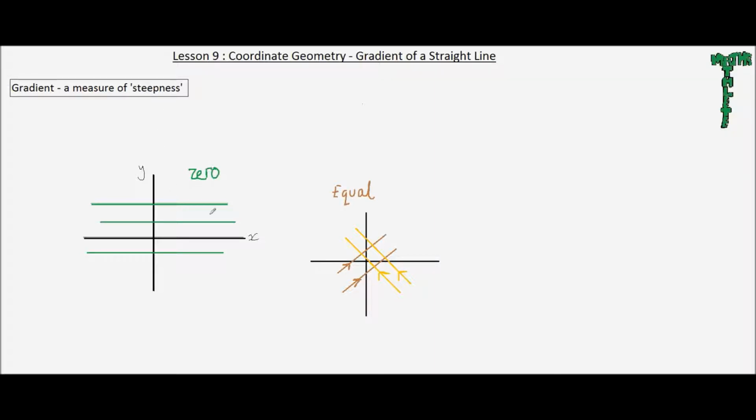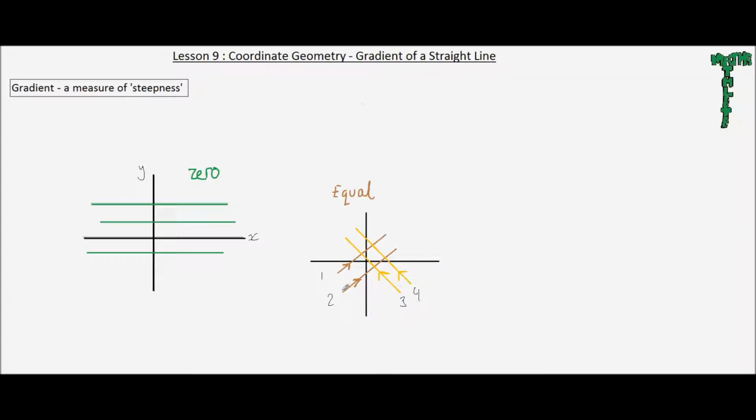And also these are parallel. The reason why these are equal, as we have drawn these arrows, is because they're parallel. Lines 1 and 2 are parallel to each other, and lines 3 and 4 are parallel to each other. They have the same gradient, so they're equal. Say line 1 had a gradient of 8, then line 2 will have a gradient of 8.